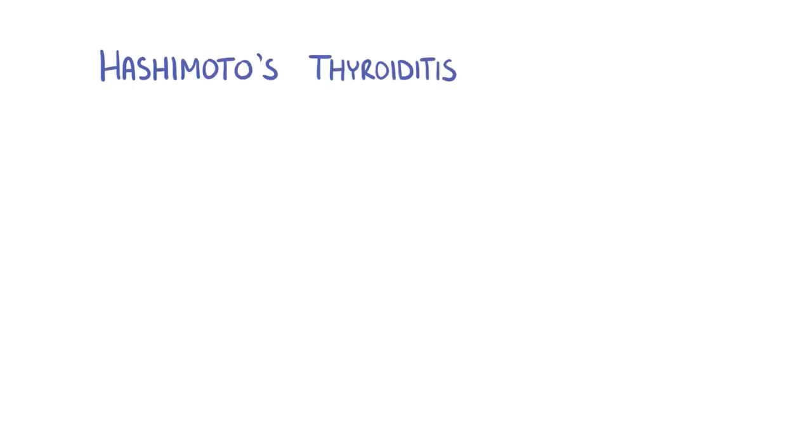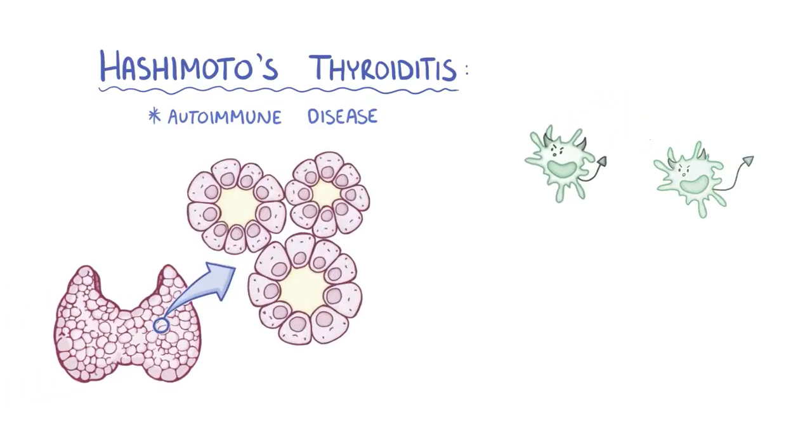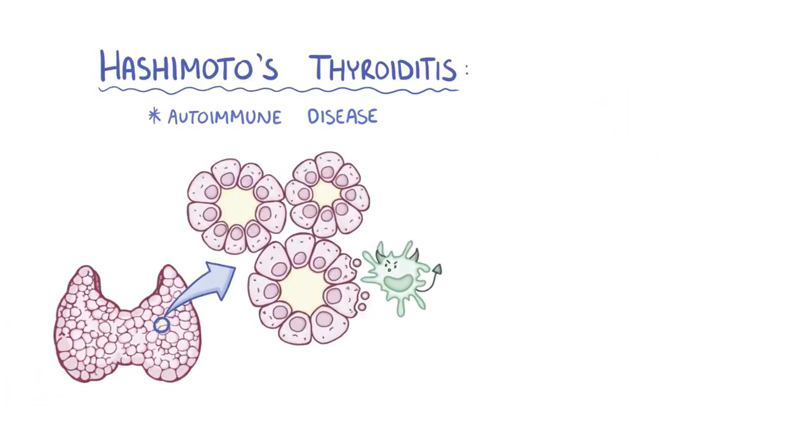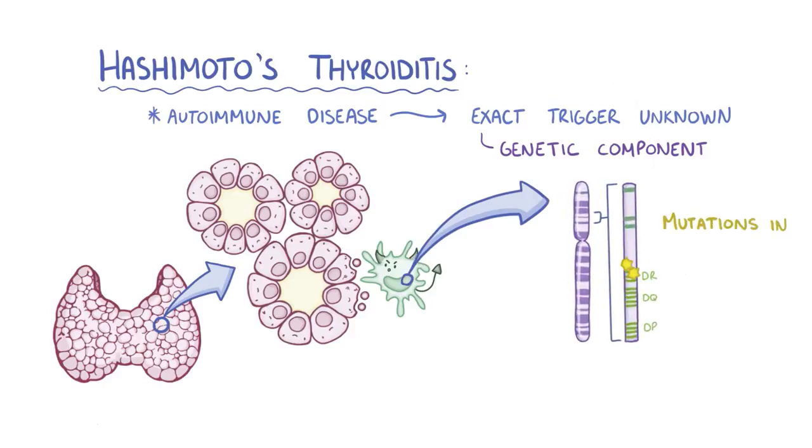Now, Hashimoto's thyroiditis is an autoimmune disease, meaning that the immune system goes rogue and starts attacking our own follicular cells in the thyroid. The exact trigger for this response is unknown, but there does seem to be a genetic component. For example, mutations in specific human leukocyte antigen genes, called HLA-DR3 and HLA-DR5, are associated with developing Hashimoto's thyroiditis.